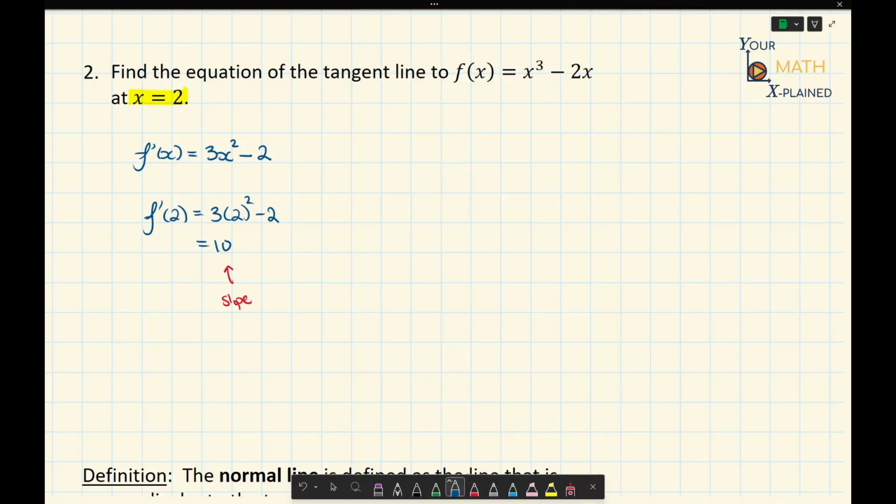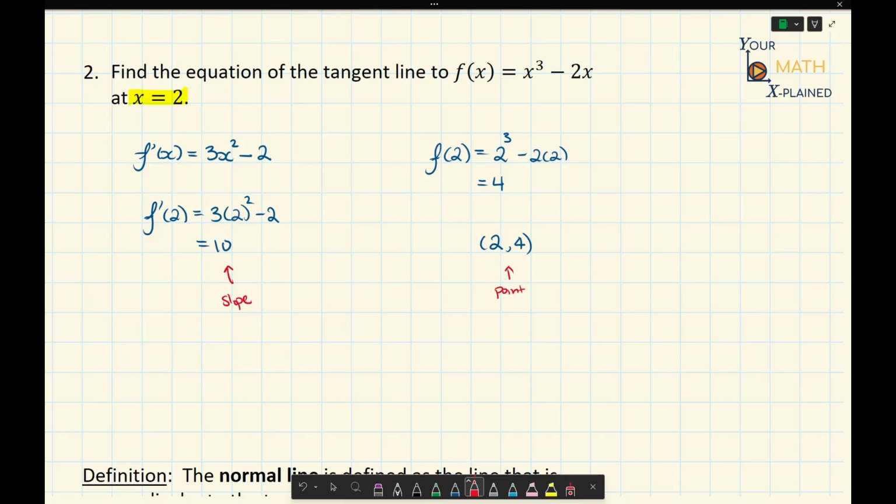So right now, we know that the x value is equal to 2, but we need to find the y value for us to get the coordinates of the point. And to do that, we just need to substitute 2 into our f of x. So f of 2 is equal to 2 to the power of 3 minus 2 times 2. And this is equal to 4, which means the point is (2, 4).